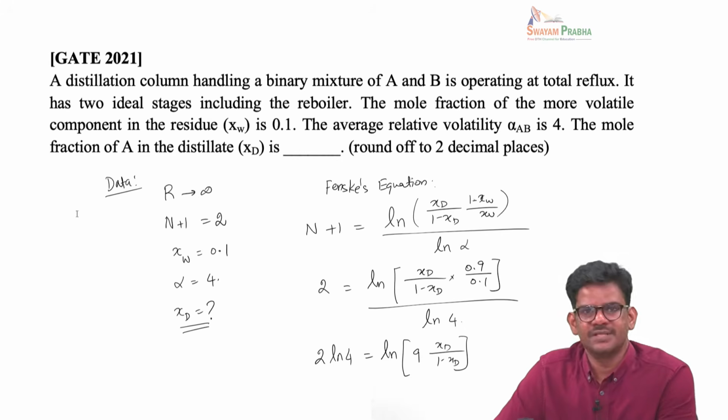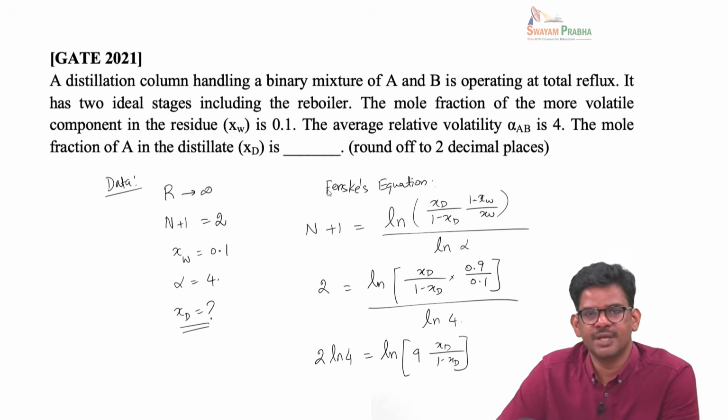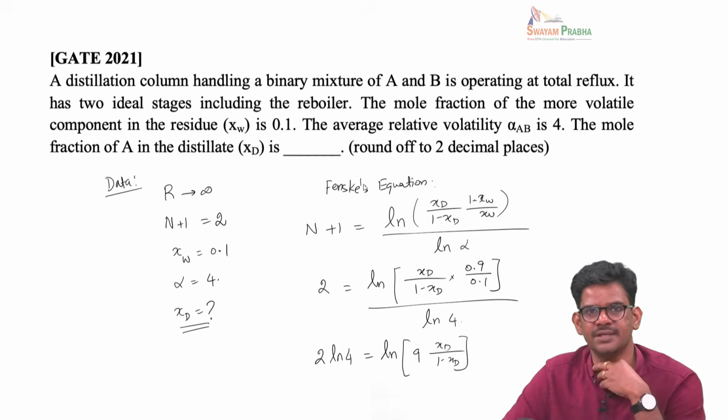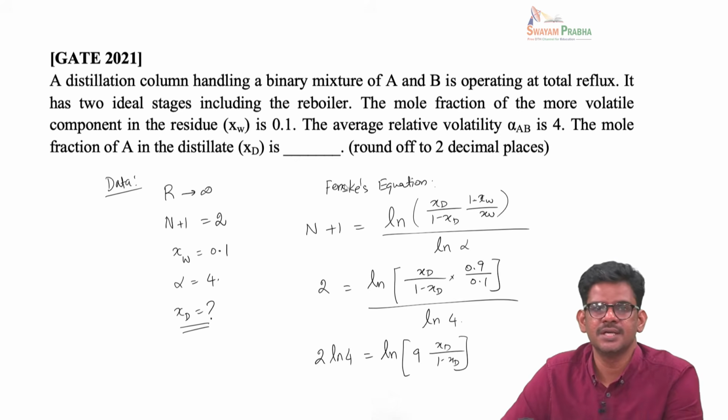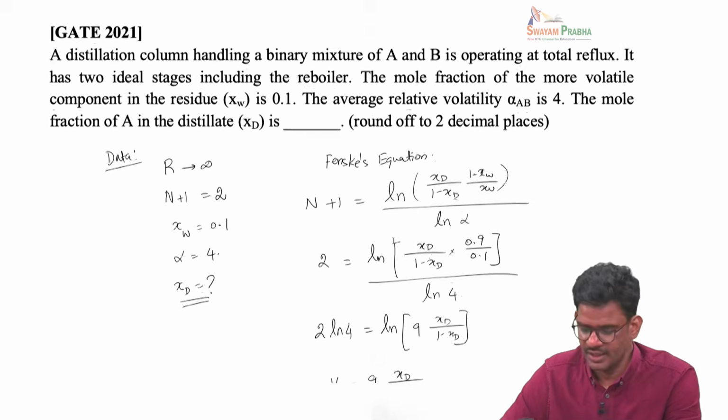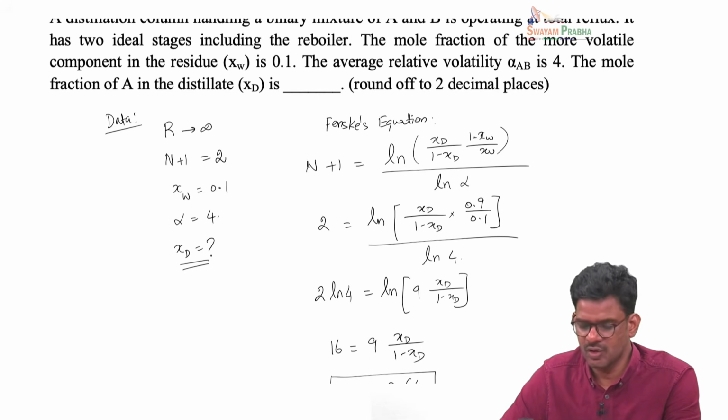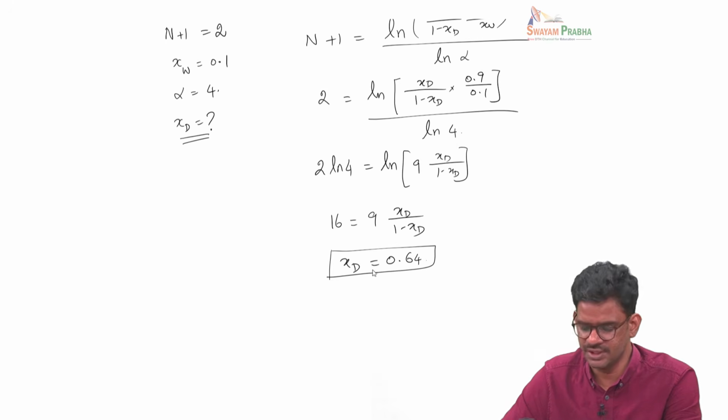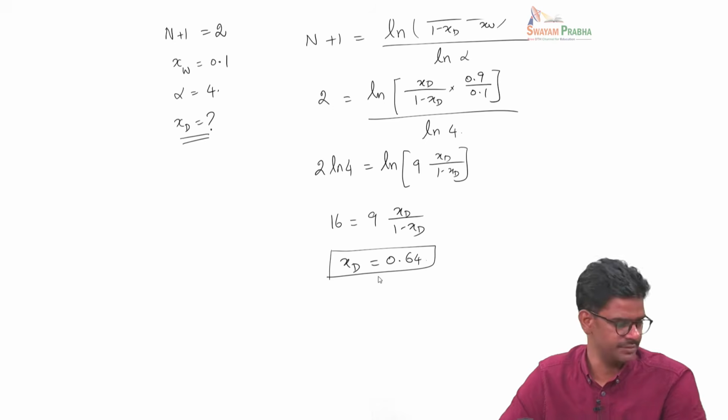So this problem is a direct application of Fenske's equation, which is relevant for calculating the number of theoretical stages under total reflux and constant relative volatility, and all the variables are known except xt in this equation. So it's a direct substitution and obtaining xt from here.